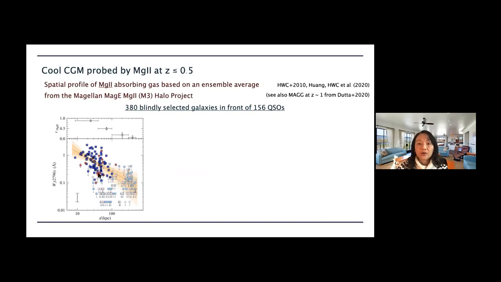So moving further into the magnesium 2 halo property, out of this M3 sample, we are able to quantify the magnesium 2 absorption strength as a function of distance. At the top, you can see the inferred covering fraction, the incidence of the magnesium 2 transition. There's a general decline in the incidence of the clumps. And the points here are further divided into the blue and red galaxies that I mentioned earlier.